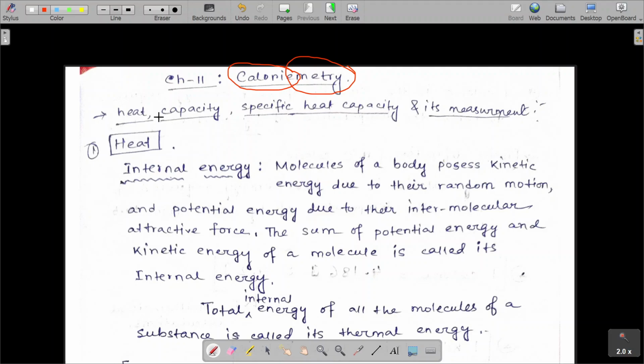So in this chapter, what are the things we are going to read? First, we will read about heat, then we will read about temperature, heat capacity, then we will learn about specific heat capacity, and we will learn about the measurement of specific heat capacity and heat capacity. These are the numerical problems we will learn. So first, what is heat?